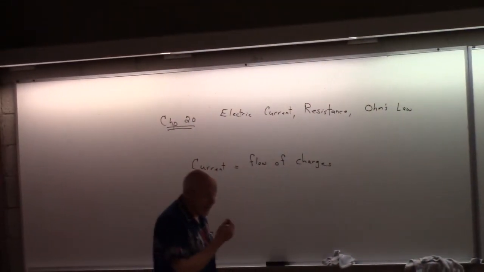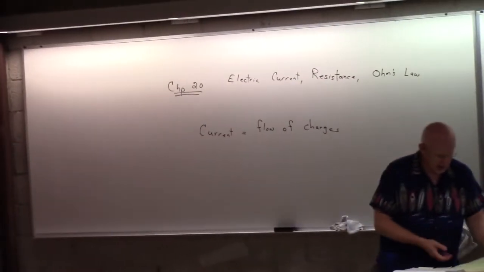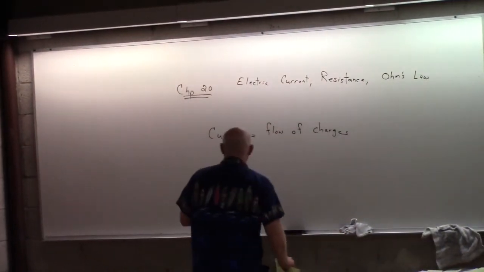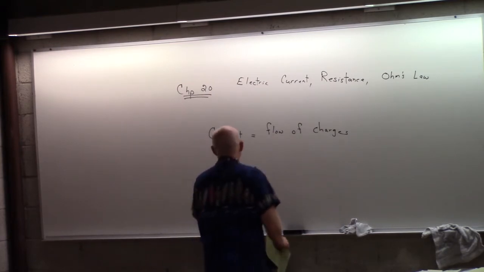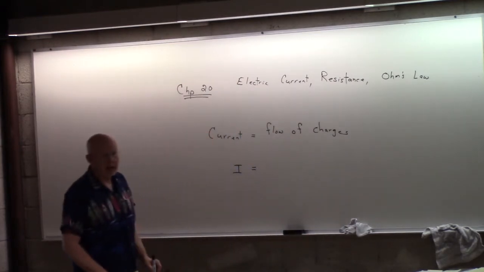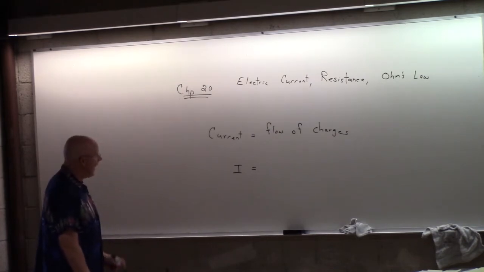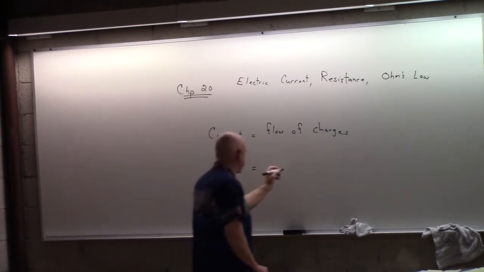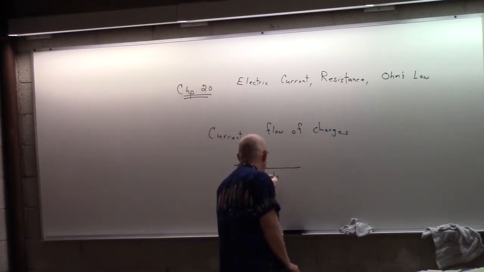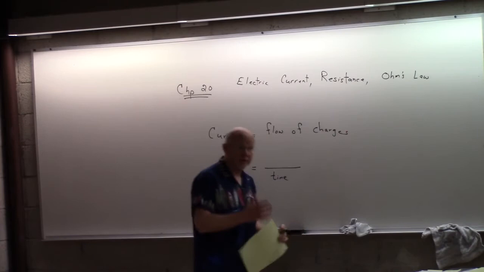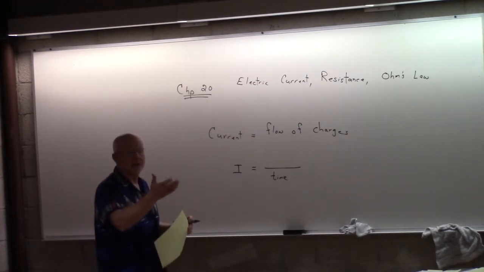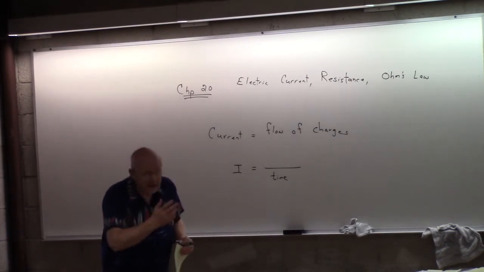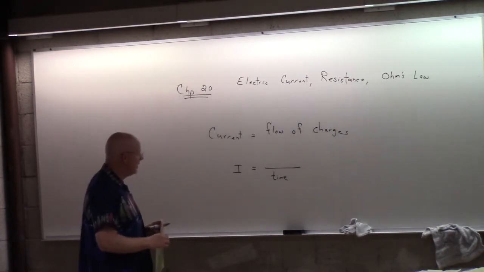Because the mathematical definition then will be this. The symbol that we like to use for current is the capital I. And since it's a flow, we like to label how much flow per time. And if this was water flowing in that pipe right there, I might say so many gallons per second or per minute, right? There'd be some unit of time.